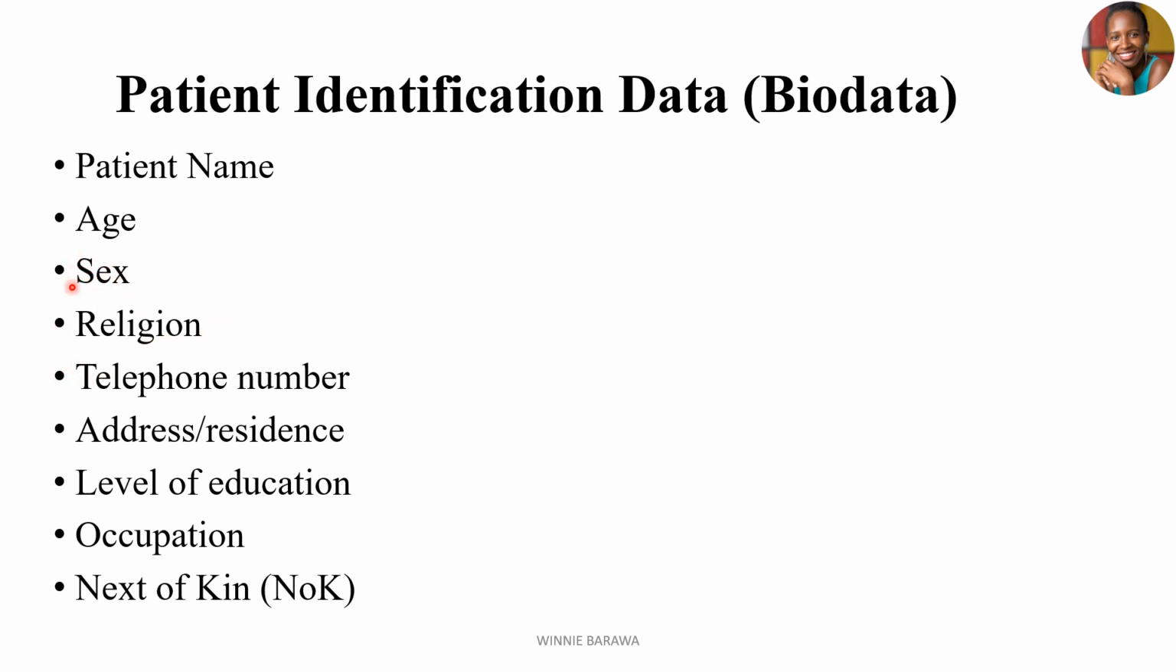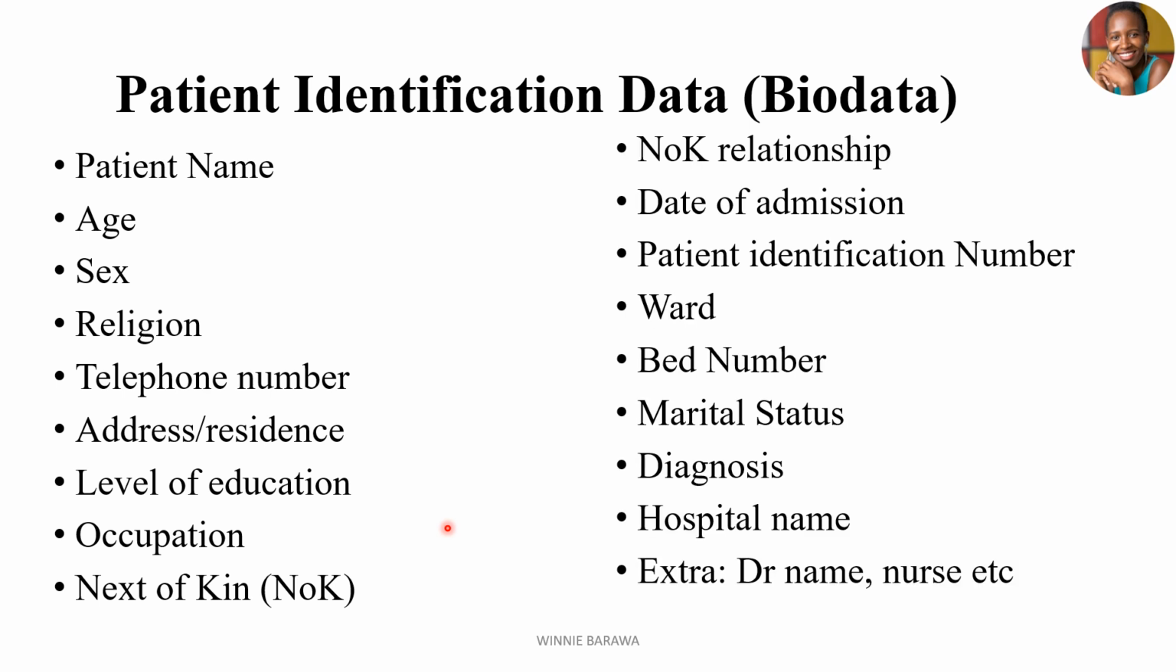On the sex bit, there are places where they can advise you to use gender instead, so you can explore the different diversities that someone identifies with. Then there's religion. We have the telephone number, address and residence, level of education, occupation, and the next of kin. For the next of kin, you need to state the relationship. Then have the date of admission and the patient identification number. This is more of an inpatient number, the number used in the ward where this client was admitted. Then put the ward that the patient has been admitted in and the bed number.